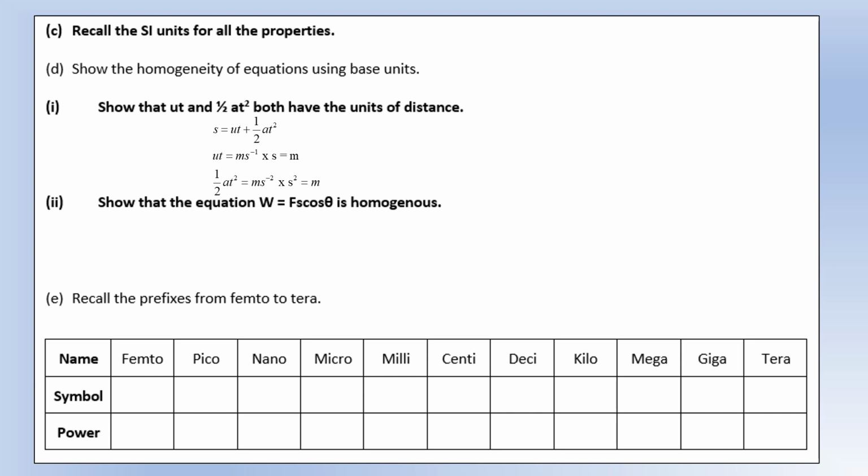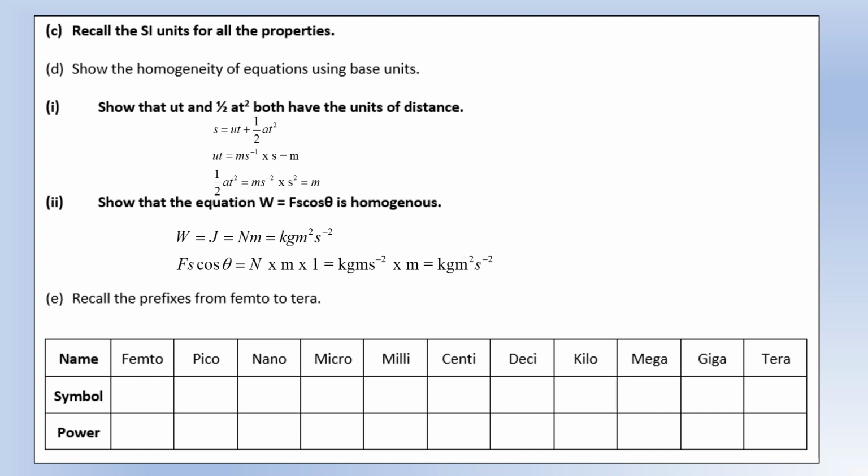Then what we're going to do is show the equation W equals Fs cosine theta is homogeneous. So first of all, work done is measured in joules, and a joule, you should know, is a newton meter or a kilogram meter squared s to the minus 2. Fs cosine theta: F is a force, s is in meters, cosine theta doesn't have any units, which is why I just put a 1. And then we can see that we end up with exactly the same unit, so we show it's homogeneous.